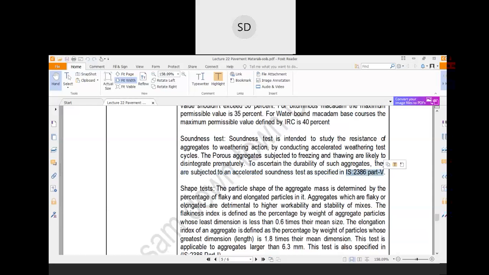So basically in the soundness test, the aggregates are exposed to high cold, freezing and heating and different conditions, and after that they will find out how sound the aggregates are to withstand different adverse weather conditions.